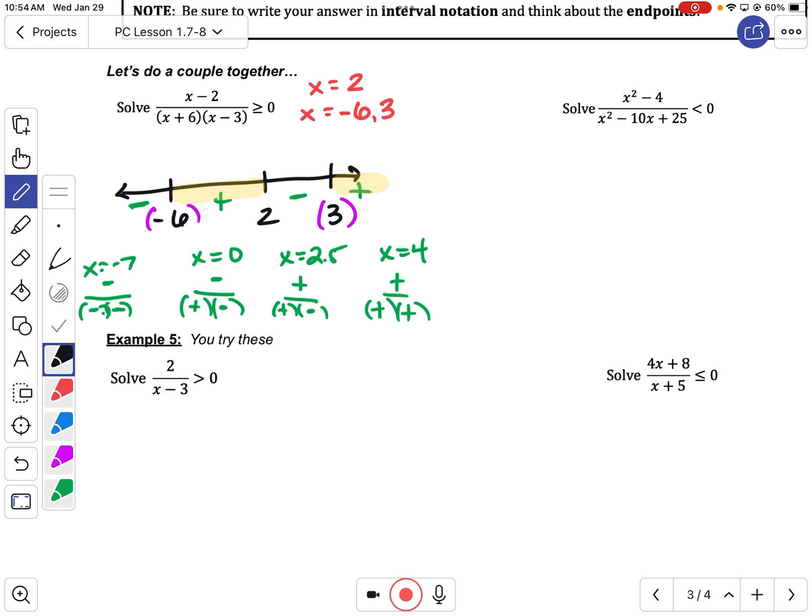The first place I highlighted was between -6 and +2. So -6 has a parenthesis on it. I'm going to use a parenthesis. 2 does not, guess what I put on it? A bracket. And then I've got one more spot. The next spot starts at 3. And then it follows the arrow to the right. So what would I use? Infinity. And that's my solution to that inequality.